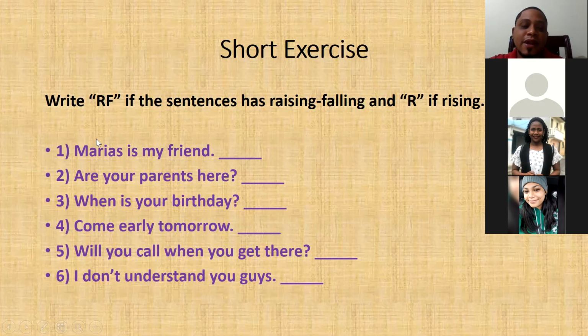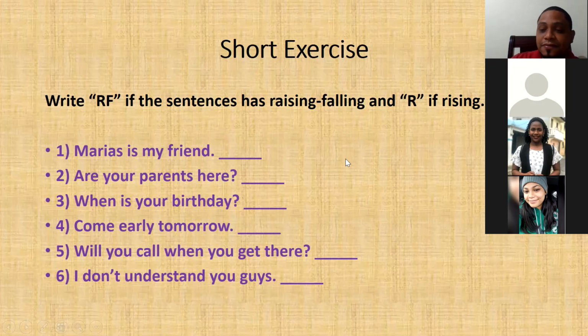No, very good. Don't forget, number 1 is rising, falling because it is a statement. Number 2 is rising intonation because it's a question that can be answered with a yes or a no. Number 3, rising, falling because it's a WH question. Number 4, Maria said it. Number 5 is a yes, no question. And number 6 is a statement. That's right. Number 6 is rising, falling.